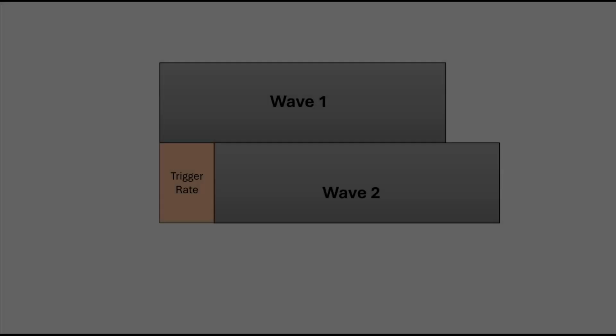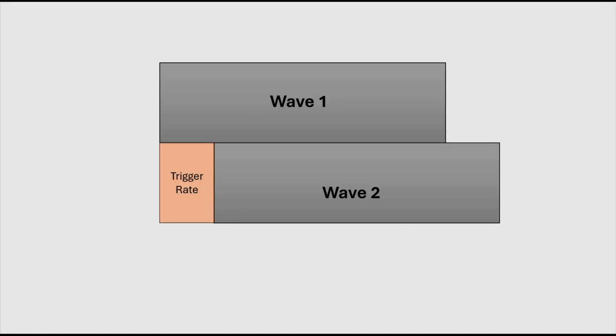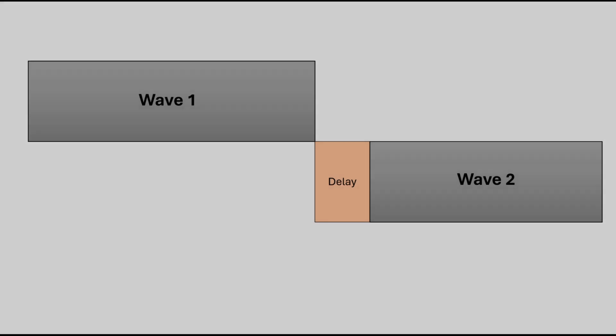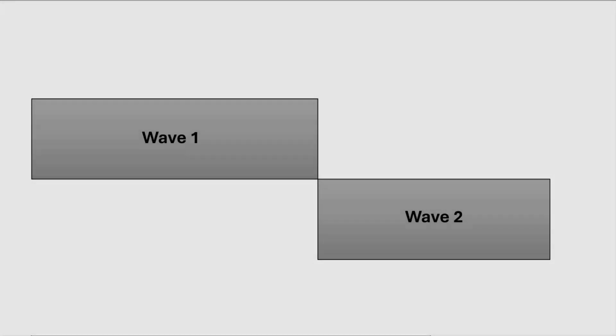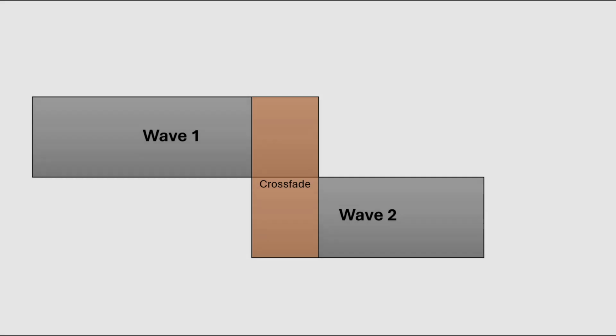So just to go over them, there's trigger rate, which is the time between the beginning of one audio file and the beginning of the next. There's delay, which is the time between the end of one file and the beginning of the next. There's sample accurate, which is just when one audio file plays directly after the previous without any latency. And there are two different types of crossfades, constant amplitude and constant power. We'll start off with the trigger rate transition type.